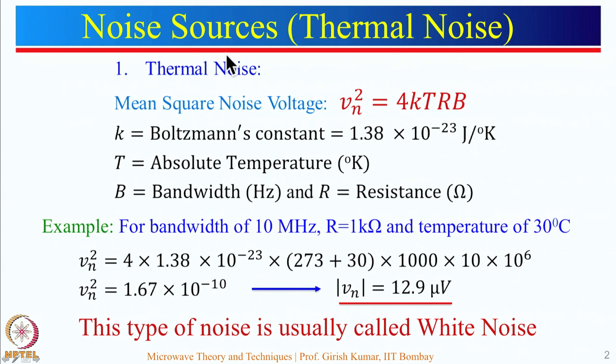Now, this type of noise is also known as white noise. The reason for that is resistors are generally frequency insensitive. So, white noise basically is a noise which can span from DC to terahertz and more frequency range. So, the thermal noise generated by a resistor is also known as white noise.